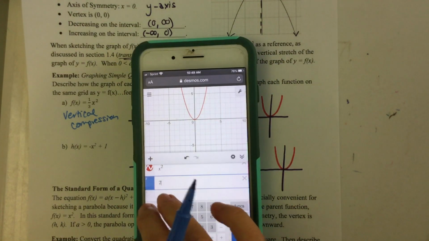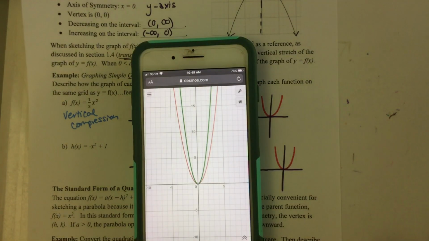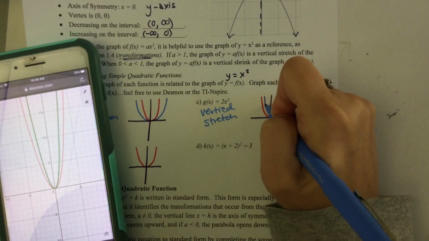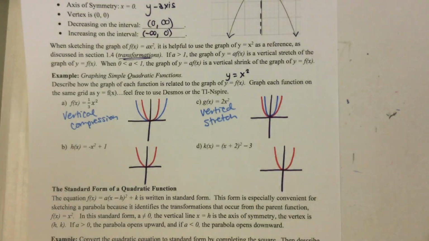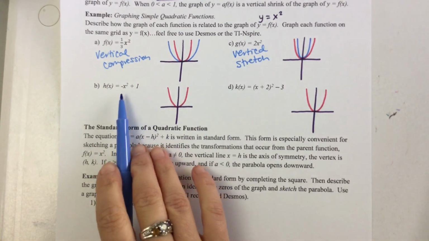So if I go 2x squared, that's the green one here, look at that. It was inside of the parent function, because in order to do a vertical stretch to try to make it taller, it makes the graph more narrow. Isn't this cool? I hope you guys are doing this with me, not just watching me, because it's way more fun if you're participating.